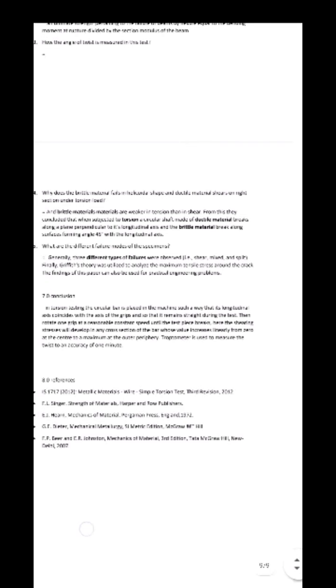A troptometer is used to measure the twist to an accuracy of 1 minute.